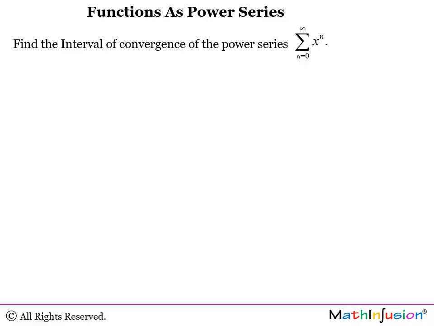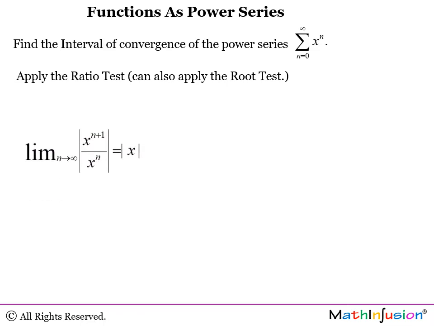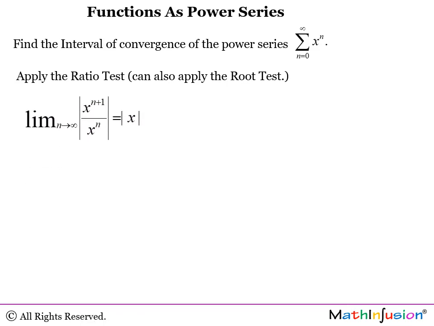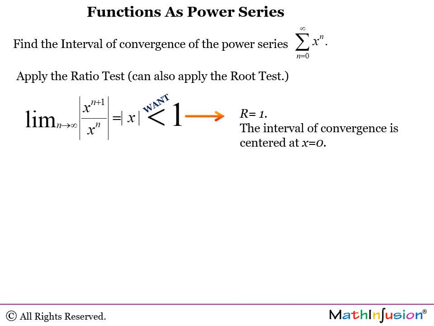Functions as power series. Find the interval of convergence of the power series sum n runs from 0 to infinity of x to the n. We apply the ratio test. You can also apply the root test. In any case, we will get that the L, as we called it, is absolute value of x, and we want this to be less than 1. We conclude that the radius of convergence is 1 and the interval is centered at x equals 0.